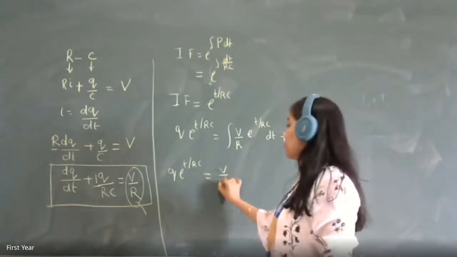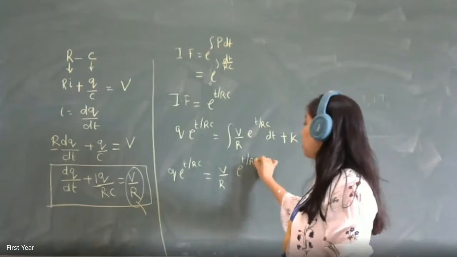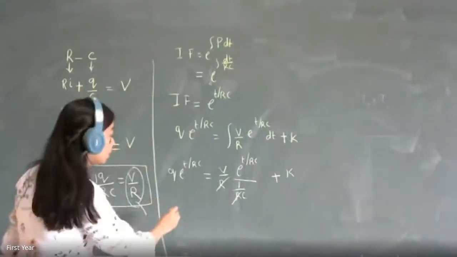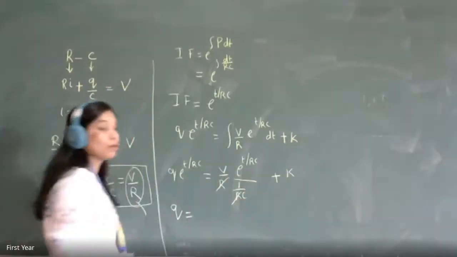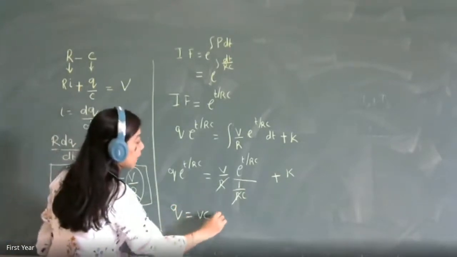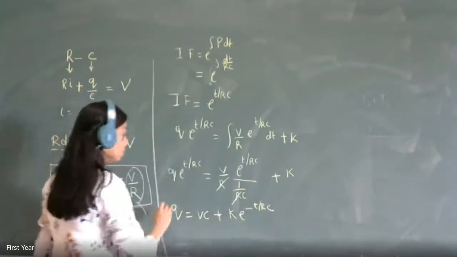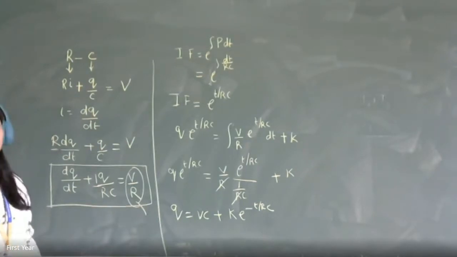R. What is the integration of e raised to t by RC? e raised to t by RC, divided by 1 by RC. So R and R get cancelled, and your equation becomes q is equal to... I am trying to remove e raised to t by RC, so I multiply throughout by e raised to minus t by RC. So q will become VC plus k e raised to minus t by RC. Is it okay? q is equal to VC plus k e raised to minus t by RC.